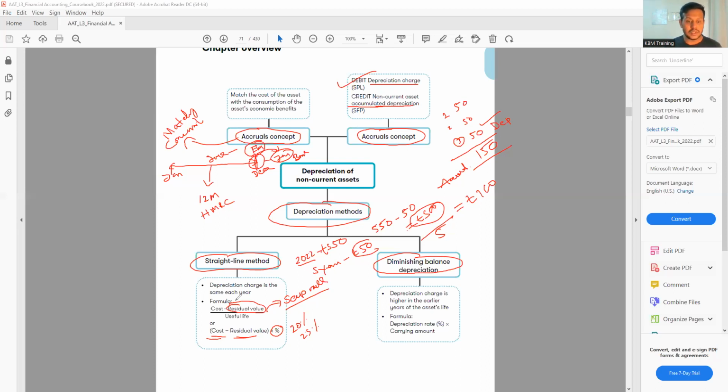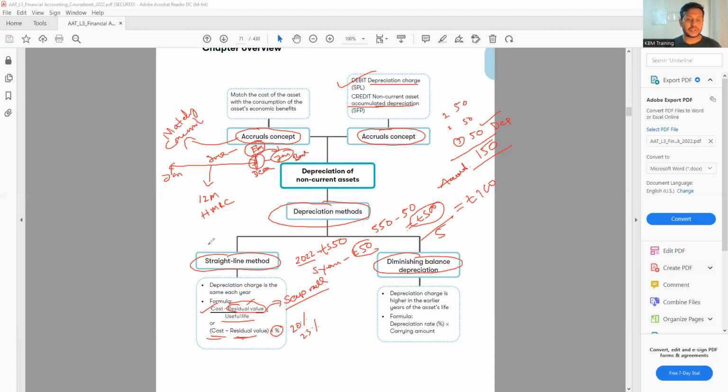So there are two ways we can calculate the straight line method depreciation. One is cost minus residual value divided by useful life. How many years we can use it, that is called useful life. Number two is cost minus residual value times the depreciation percentage. And the question will give us the depreciation percentage, so nothing to worry about that.